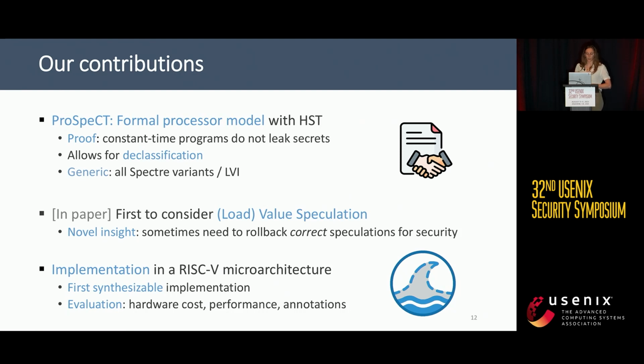So in our paper, we propose ProSpeCT, a formal processor model that implements hardware secrecy tracking. And we prove that it enables secure speculation for constant time programs. It allows for declassification, and it is generic in the sense that it covers all Spectre variants plus LVI. We also consider load value speculation. And when doing the proof, we realized an interesting thing is that sometimes we need to roll back correct speculations to preserve security. I won't have time to talk about it today, but you can check the paper if you're interested. And finally, we implemented the defense in a RISC-V microarchitecture.